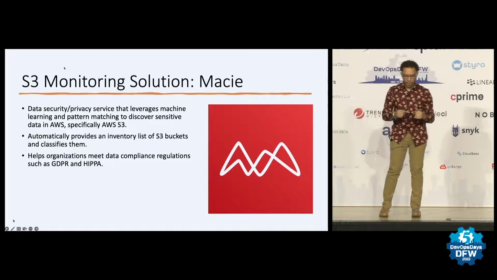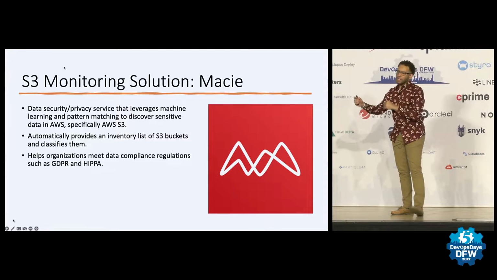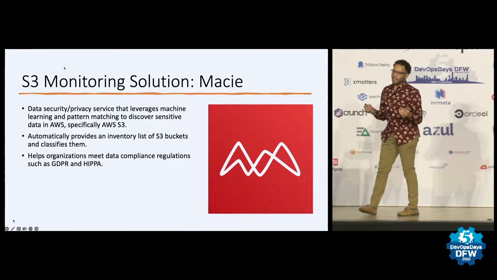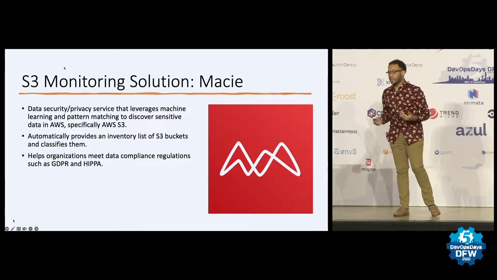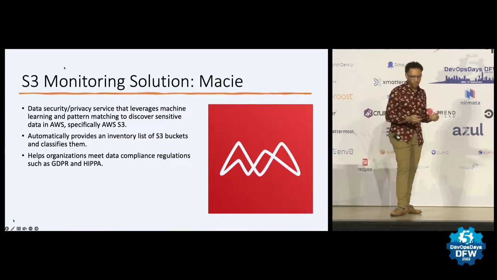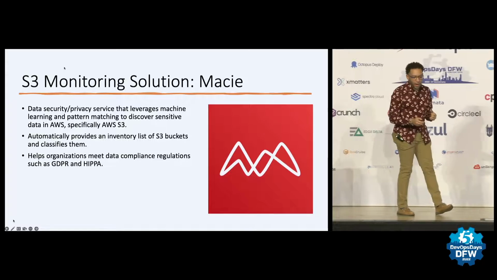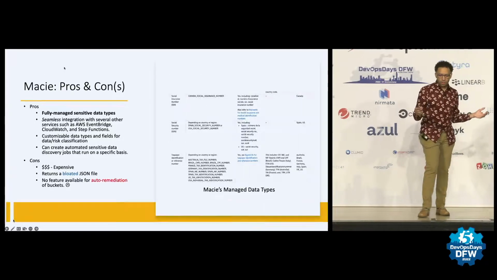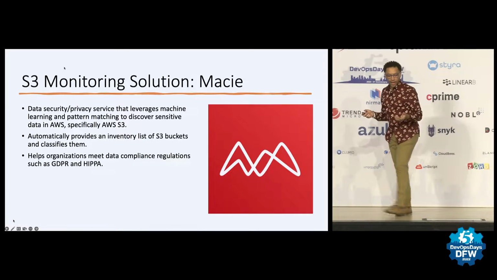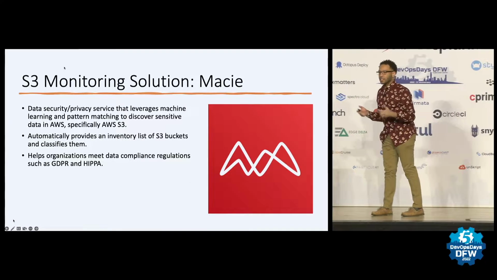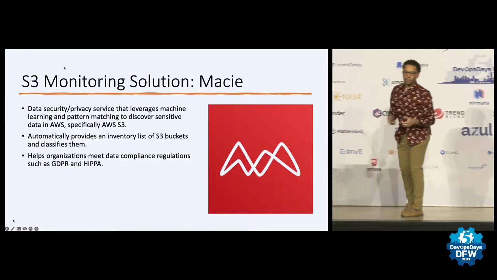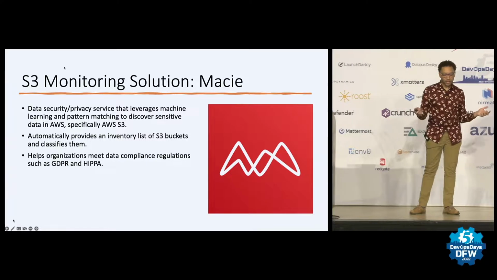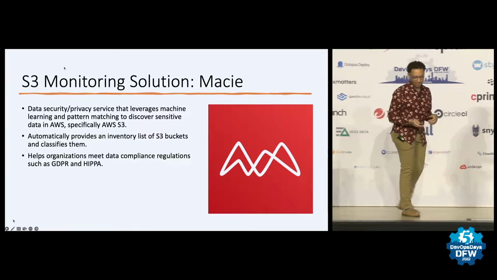So it will give you a list of those S3 buckets and classify them based on whatever data is defined in them. And we'll talk about that more in a little bit. But the thing about Macie is that it helps those organizations that leverage it meet data compliance regulations such as GDPR, HIPAA, FedRAMP. All that's taken care of for you by Macie.